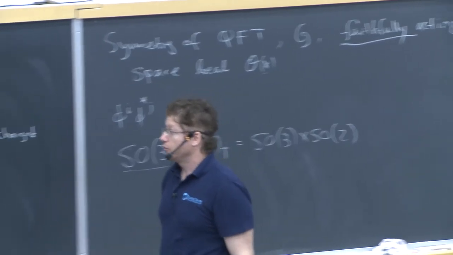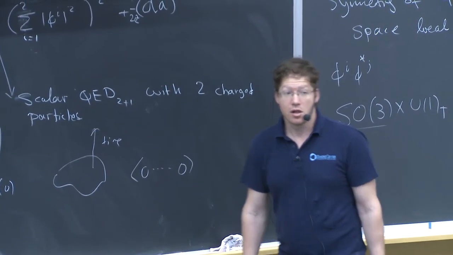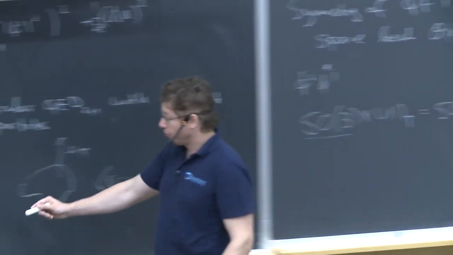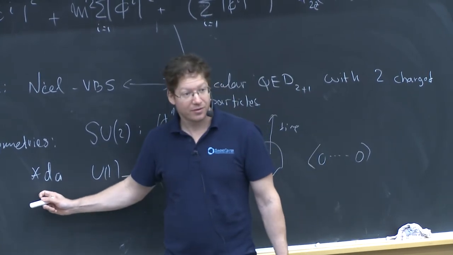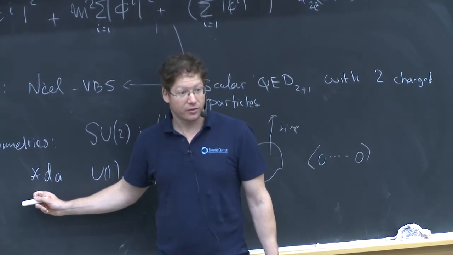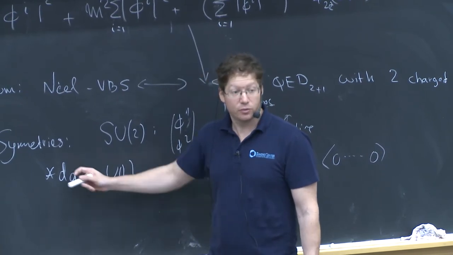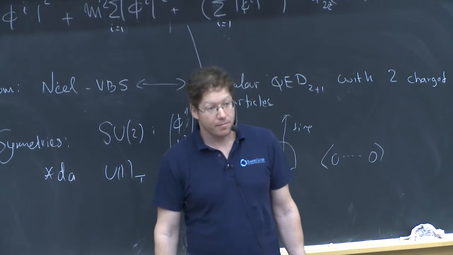If you did not have a photon, this model would have an SO4, because you would lose this guy. So the photon actually doesn't kill symmetries in 2 plus 1. The photon gives symmetries. It doesn't just kill symmetries, it also gives a symmetry. So if you remove the photon, this would be gone, and that would be replaced by SO4.